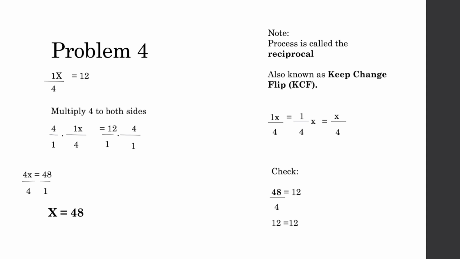And now we just do the check. So we just do 48 divided by 4 equals 12. Yes, it does. So you get 12 equals 12, which means our solution for x is correct. So you can give it a check.